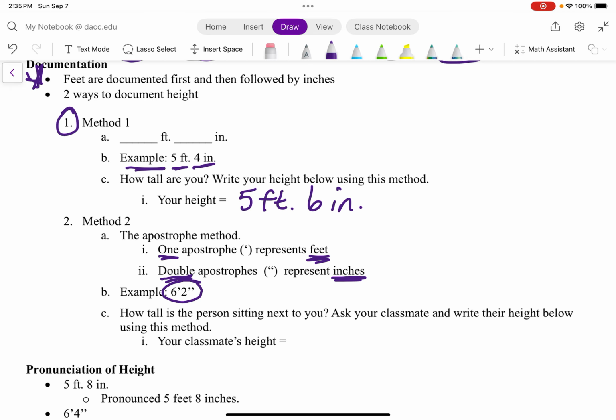So it says the next question is, how tall is the person sitting next to you? Well, you might be watching this at home alone. So go ahead and write your height using method two, and I'll show you mine. Once again, I'm 5 feet 6 inches. So I would write this as 5 feet, one apostrophe for feet, and 6 inches, that's denoted by the two apostrophes. So two different ways to write. Either one will be correct.